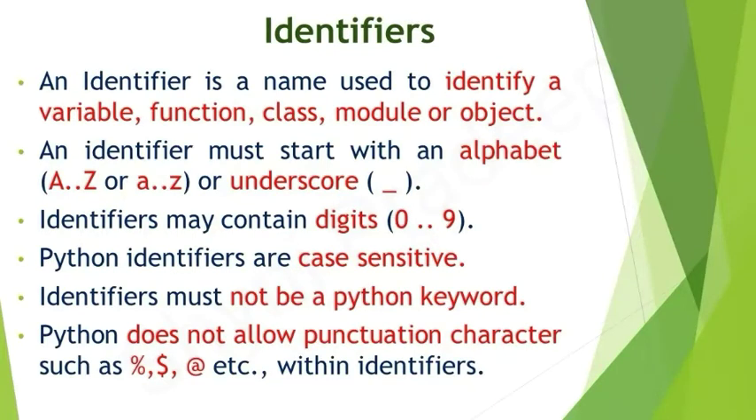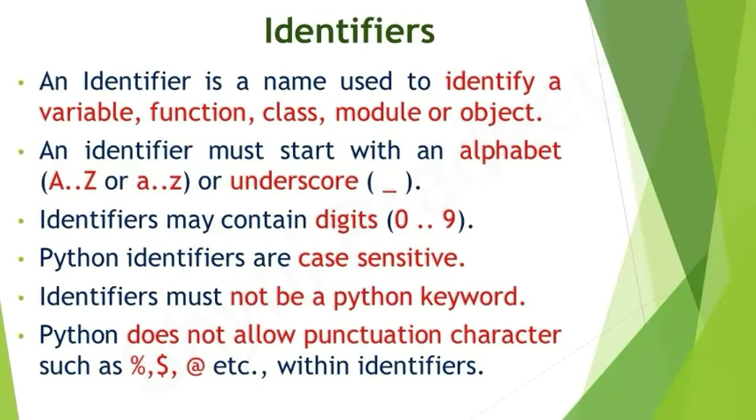Next point, identifiers must not be a Python keyword. Keyword is nothing but reserved word, special word. Python interpreter only uses these keywords. So you cannot use the keyword as identifier. So for example, continue, if, else. These are the keywords. If you are giving these keywords as an identifier name, it will display syntax error. So these keywords are not acceptable for identifiers.